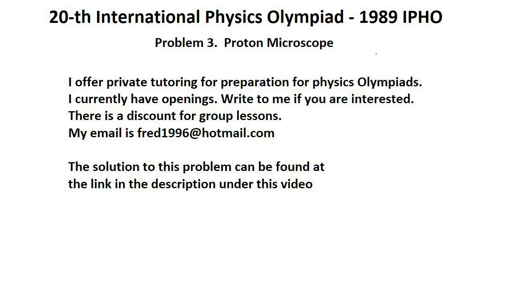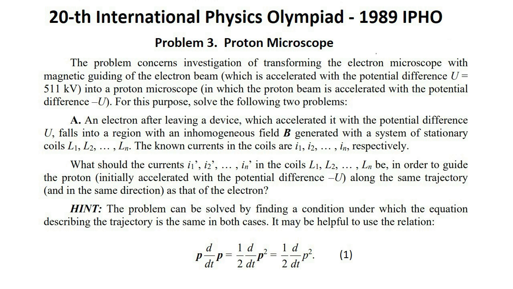20th International Physics Olympiad. Year 1989. IPHO. Problem 3. Proton microscope. The problem concerns investigation of transforming the electron microscope with magnetic guiding of the electron beam, which is accelerated with the potential difference U equal 511 kV, into a proton microscope, in which the proton beam is accelerated with the potential difference U. For this purpose, solve the following two questions.